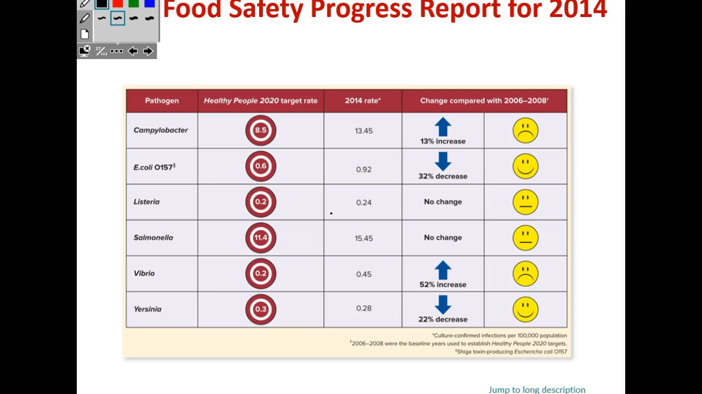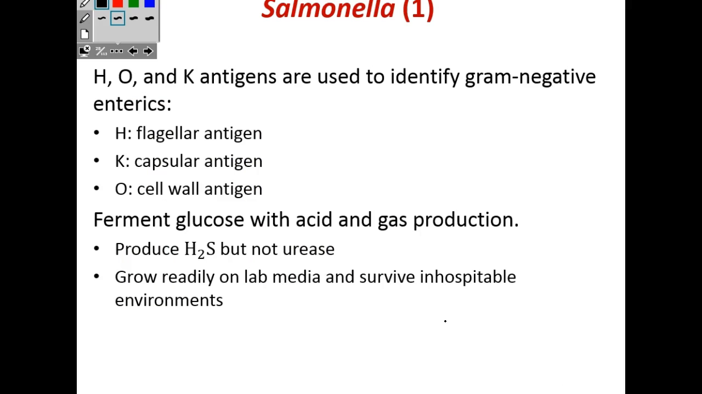Here's a food safety progress report for 2014. Look at E. coli. There's a 32% decrease in O157 E. coli. And that's a good thing. See the smiley face here? There's a 52% increase in Vibrio, sad face. And there's a decrease in Yersinia. Salmonella.